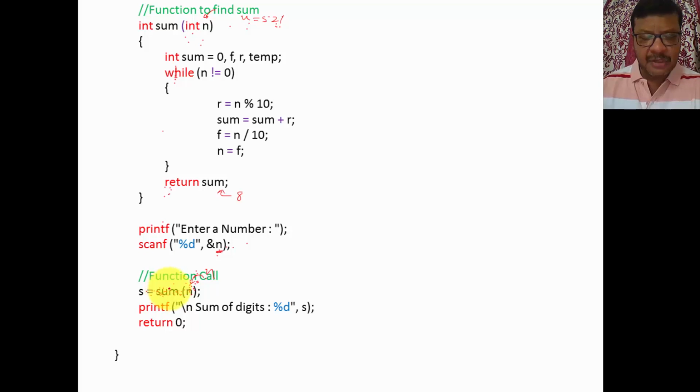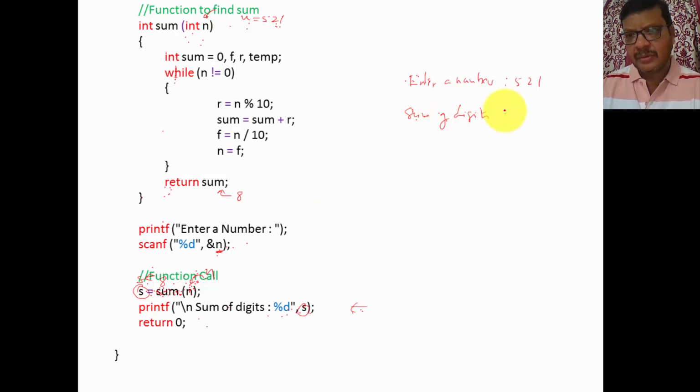Then at the end of the execution of this function, the 8 will be the result that will be stored into this variable s, and this variable s I am printing here. Then as a result, if you enter a number as 521, it will display the result as sum of digits as 8. If you enter 521 and press enter, this will be the result. So something like this the program will go on.